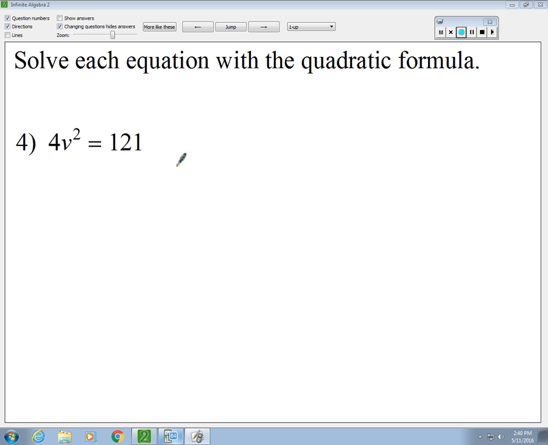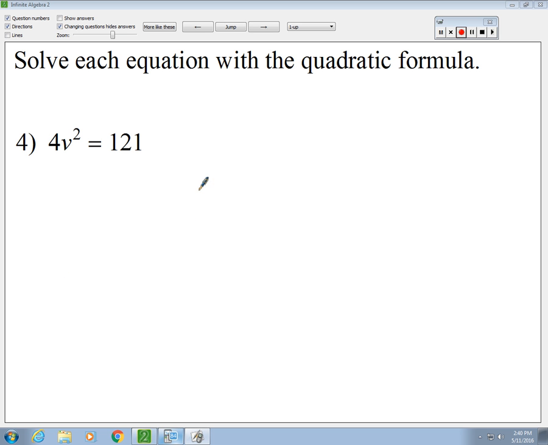Remember, all trinomials are in the form ax squared plus bx plus c, or in this case, ab squared plus bb plus c. So what is the a? 4. A is always the one with the square term. What's the b? Right, it's the one that's missing. The regular number, which is your constant, is always c. So that's negative 121.